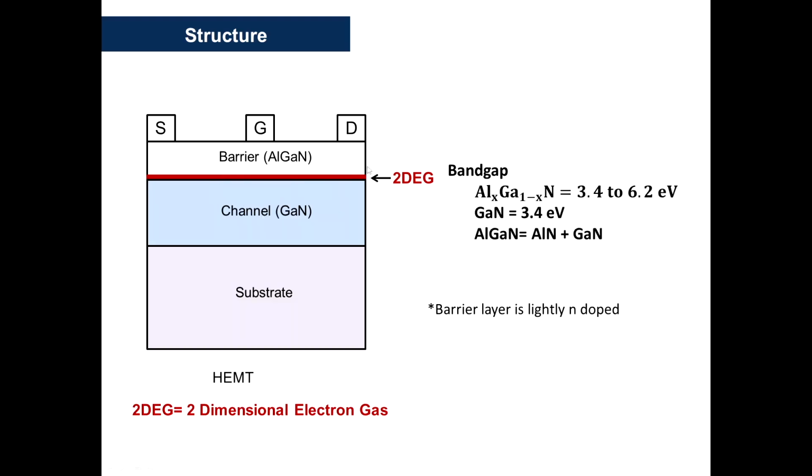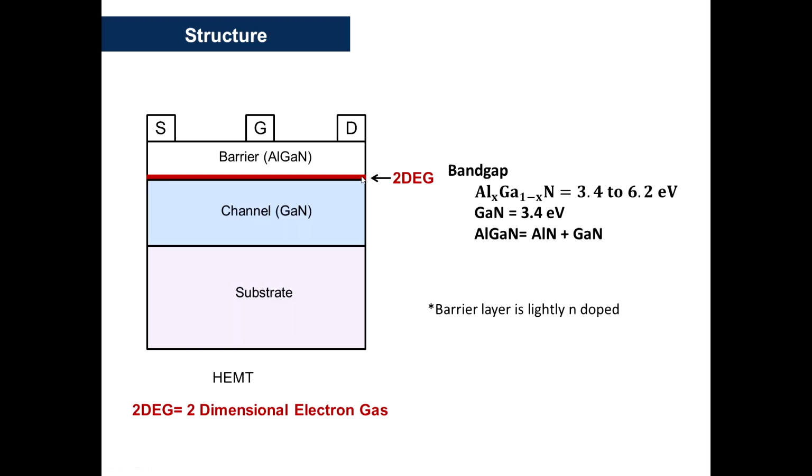This layer is termed as 2DEG or two-dimensional electron gas. This layer is very thin, so we are thinking of it as a plane, a two-dimensional plane. That's why we are calling it 2DEG. So electrons move across this thin plate, this thin layer. As a result, the velocity or mobility of electrons in this device is very high compared to other transistors.